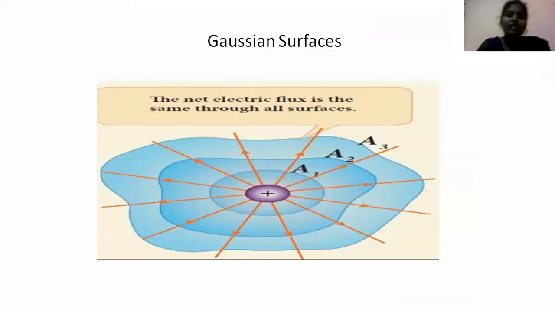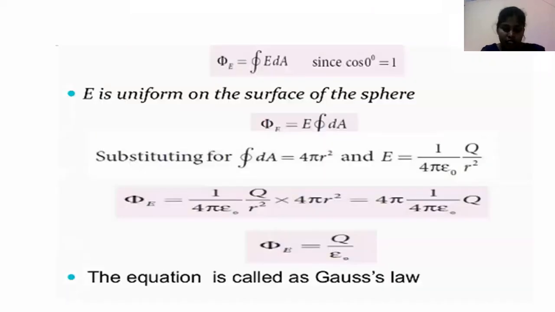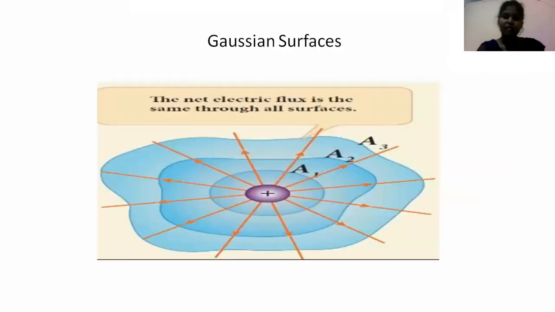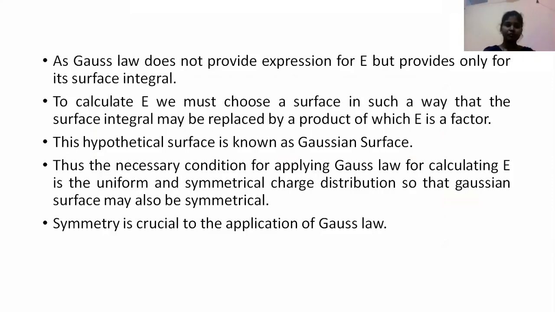The net flux is the same throughout all the surfaces. So you need to consider a Gaussian surface in order to find the electric field. The main essence of Gauss law is to find the electric field. Using Gauss law, one can find the electric field because in the electric flux phi equal to integration E dot dS equal to Q by epsilon naught, E is associated with the surface integral. Using that relation, we find the electric field, and those are the applications of Gauss law. Now let me explain Gaussian surfaces, as Gauss law does not provide an expression for E.